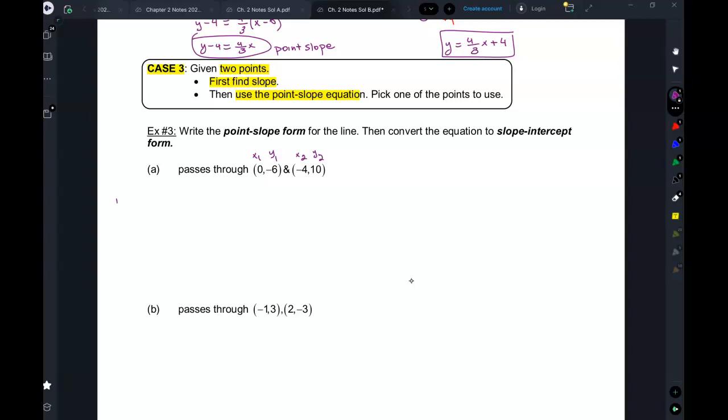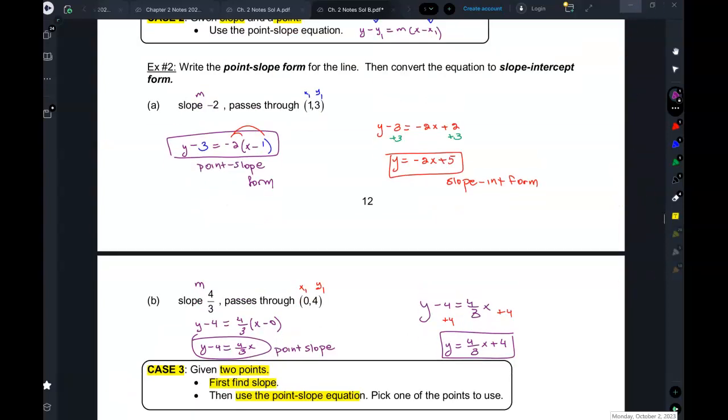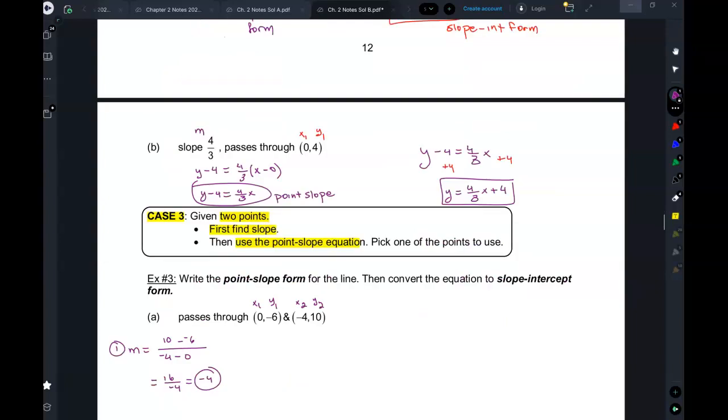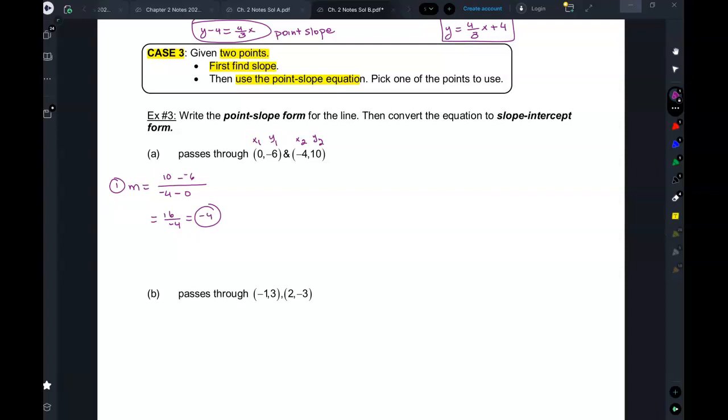All right. So, first I'm going to find slope. 10 minus negative 6, over negative 4 minus 0. That's what you did for the homework for today. So this is 16 over negative 4, which is negative 4. Okay. Now, using one of the points, go ahead and just like this, put it into this form. All right? On your mark. Get set, go. I'll give you 10 seconds. Go, go, go. 10 seconds.